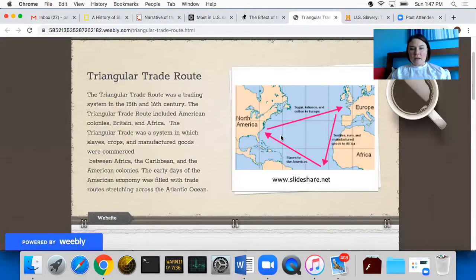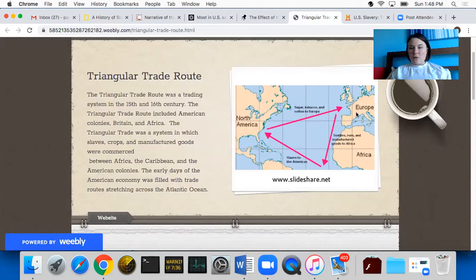So this is the triangle trade route. This is how the economy around slavery was built. It was built in the 15th and 16th century. You can see some arrows here. I know it's a little small for you to see, so I'll read it. So we have Europe, we have Africa, and we have North America.